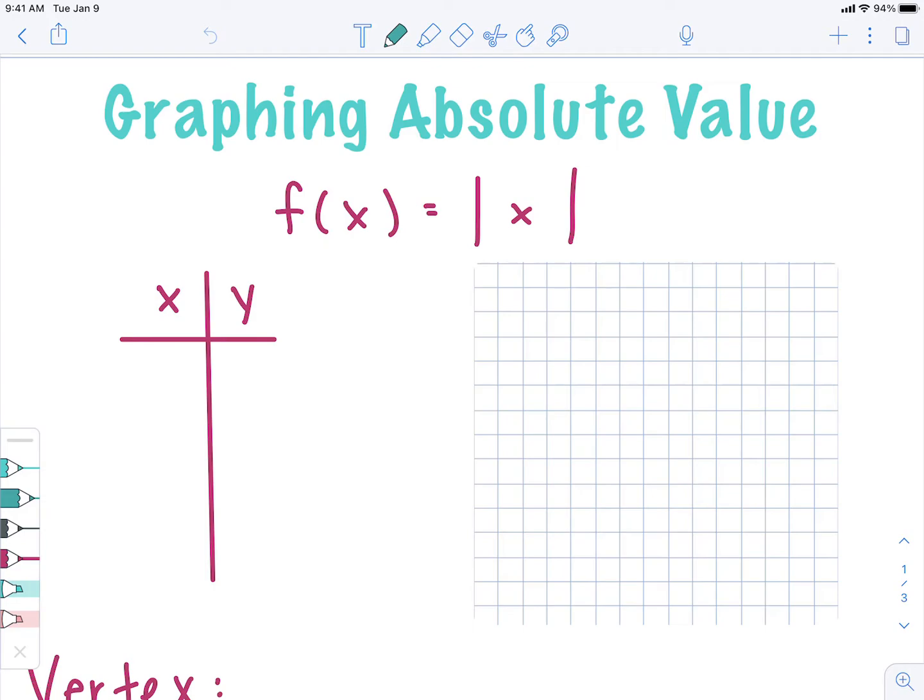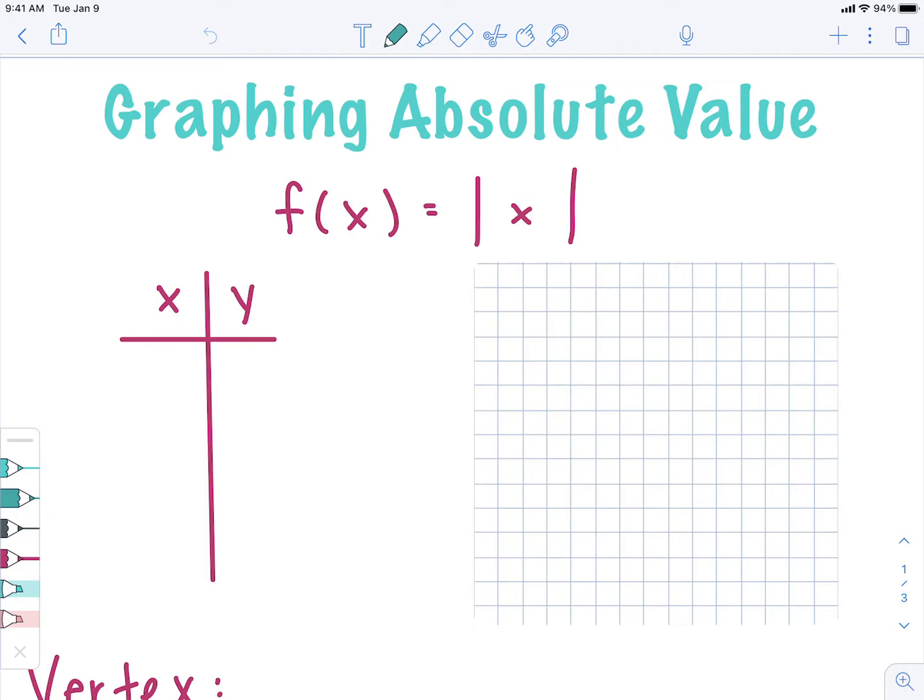So you're writing in your notebooks, right? Graphing absolute value. What? What just happened? These are our notes we're writing down, right? Yeah. Oh, my bad.